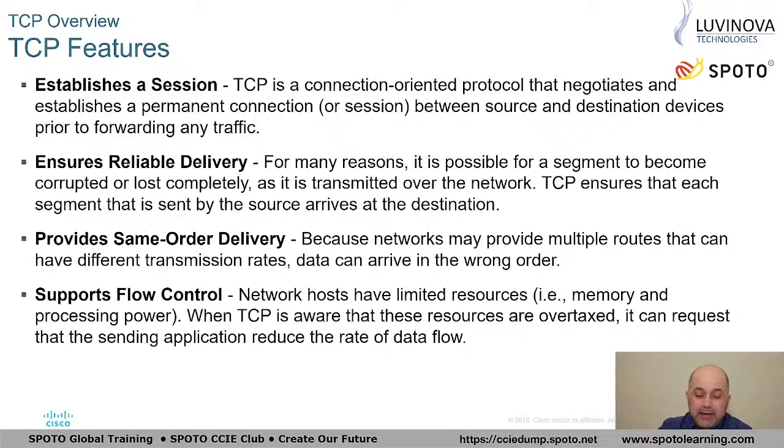Network hosts have limited resources. When TCP is aware that these resources are overtaxed, it can request that the sending application reduce the rate of data flow. So auto negotiation always must be the same. That's why TCP is keeping and looking for the best communication channel. And if it changes, it asks both sides to change their communication channels.